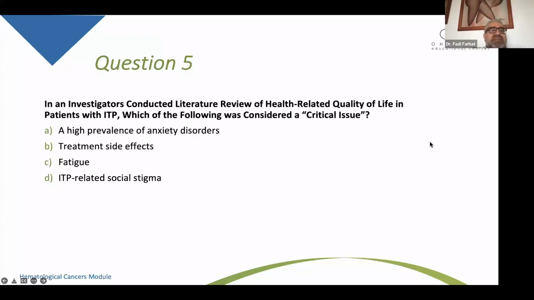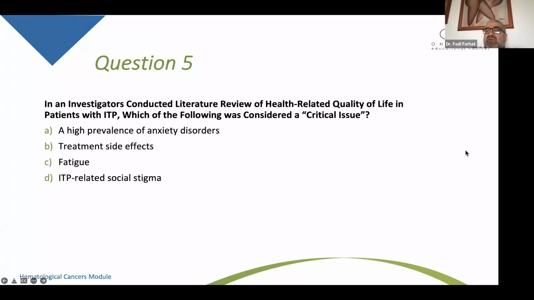The question is: in an investigation conducted, a literature review of health-related quality of life in patients with ITP, which of the following was considered a critical issue? And I was astonished to know the response. High prevalence of anxiety disorders, treatment side effects, fatigue, ITP-related social stigma. So when reviewing the health-related quality of life in ITP patients, which was a critical issue for these patients, and it was presented also by Dr. Obedat. Is it the anxiety, the fatigue, the treatment side effects?